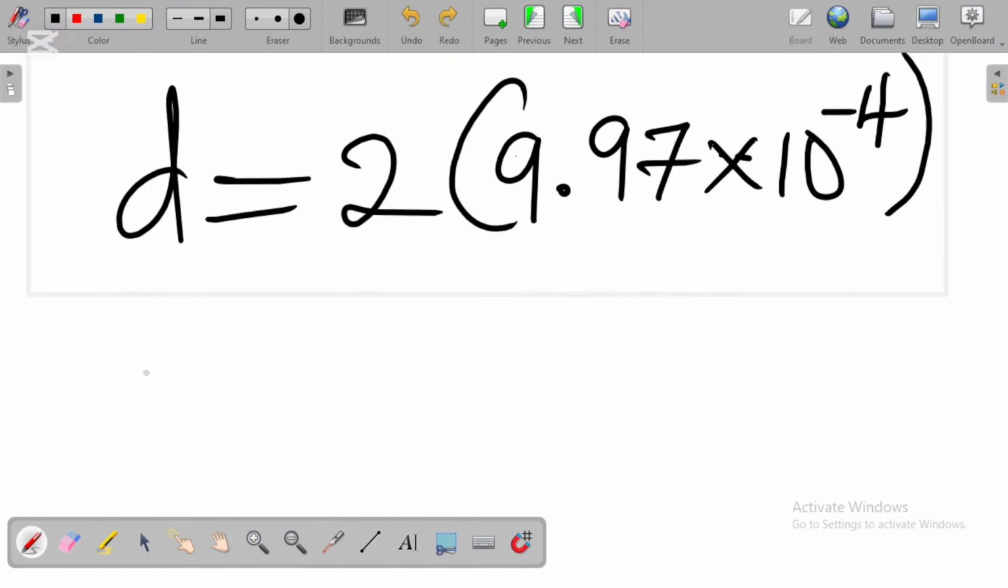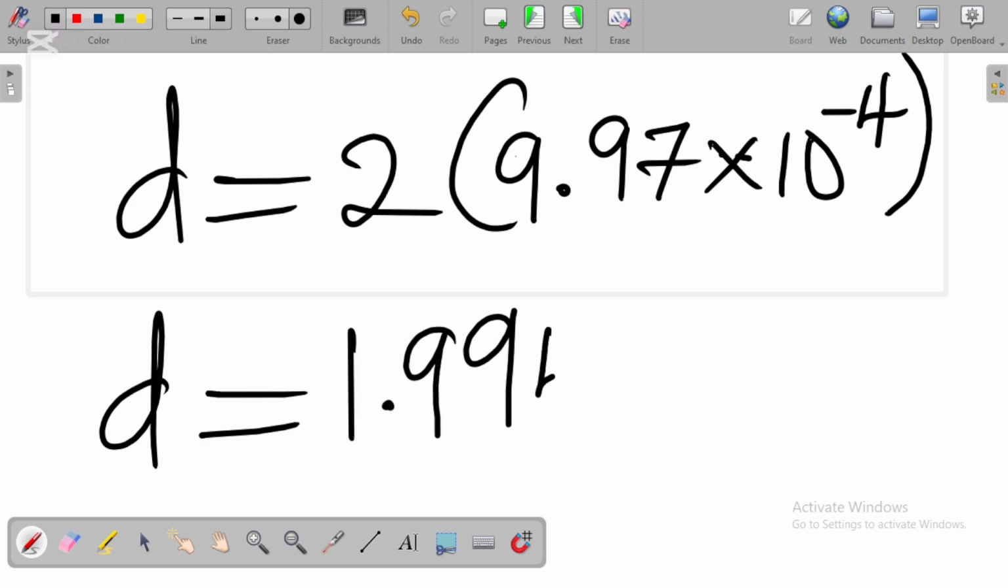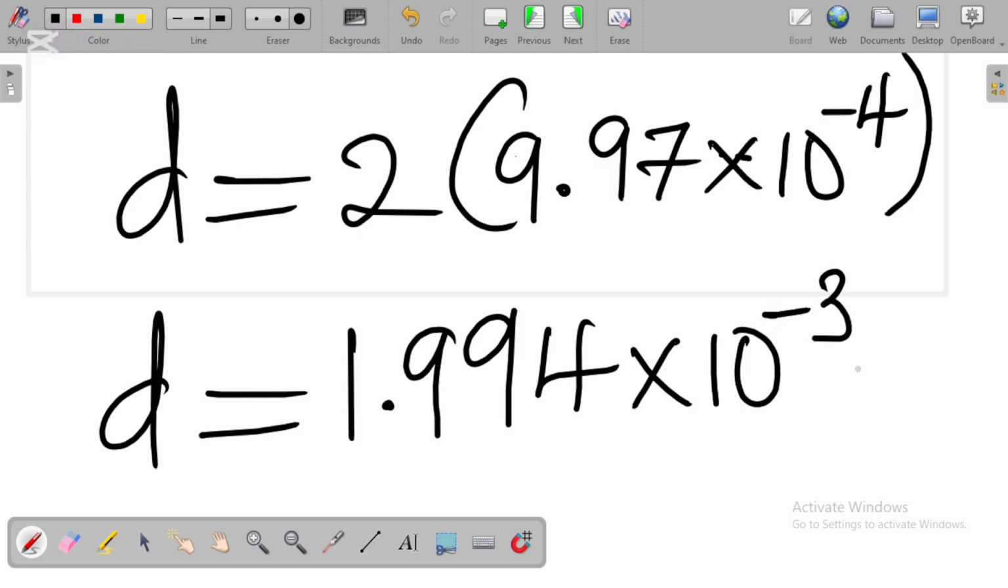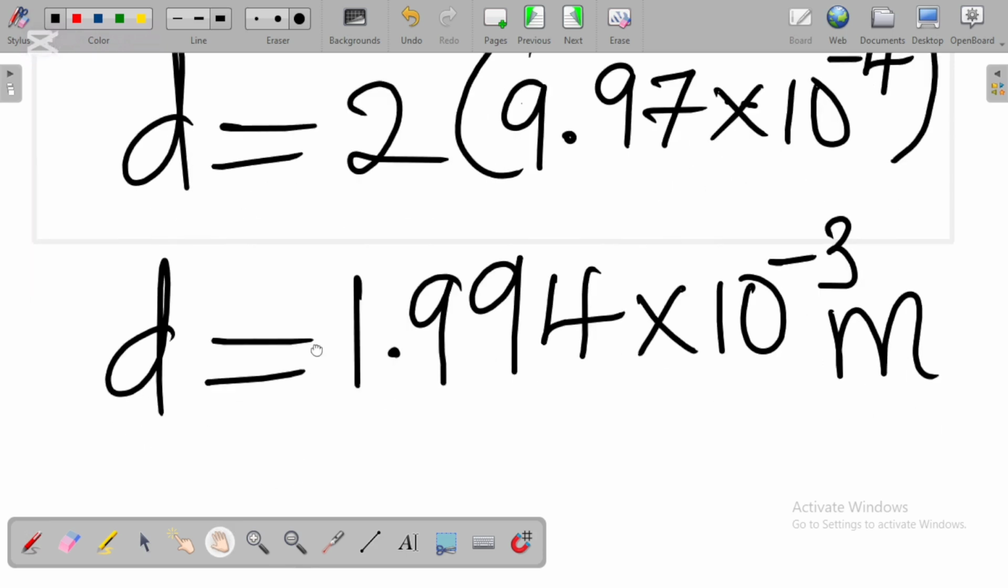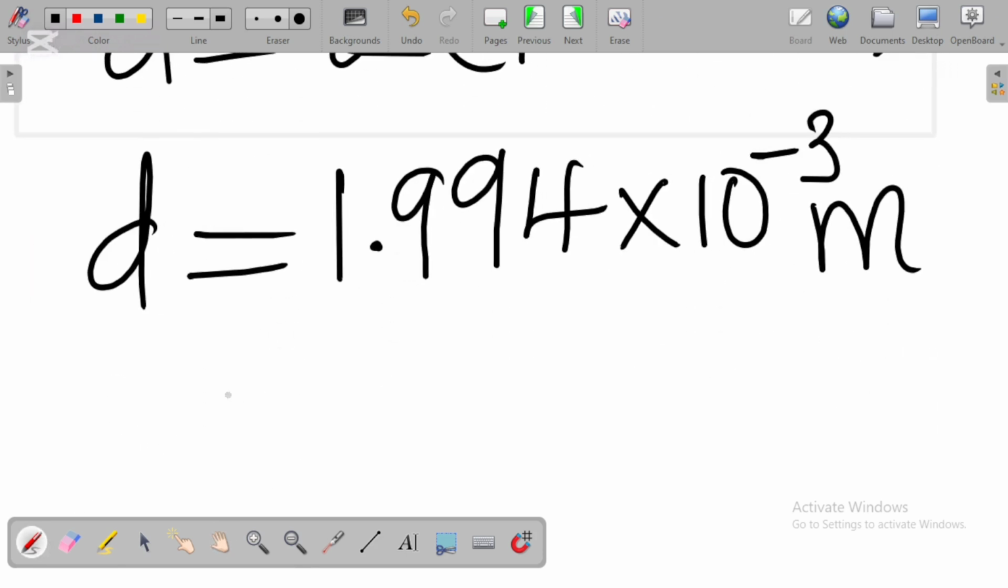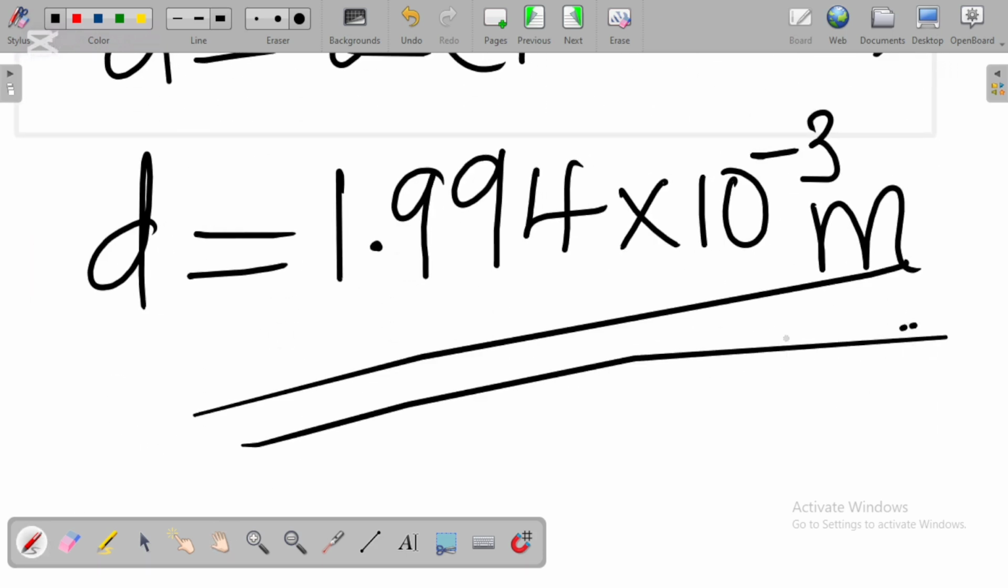Alright, so kindly punch your calculator. D is equal to 2 multiplied by 9.97 times 10 raised to power negative 4. What will it give? It would give 1.994 times 10 raised to power negative 3. Remember, diameter is measured in meter. So we have here meter. Alright, so this is our final answer.